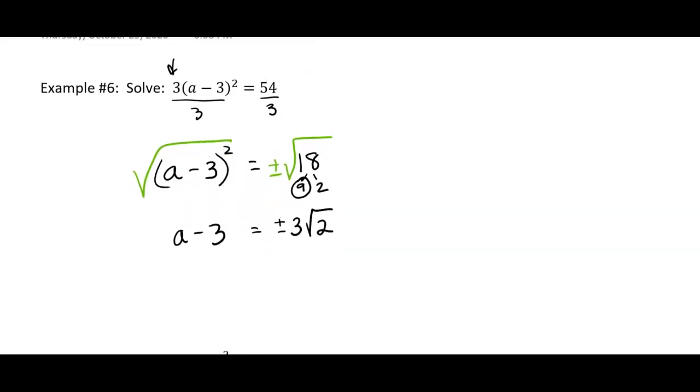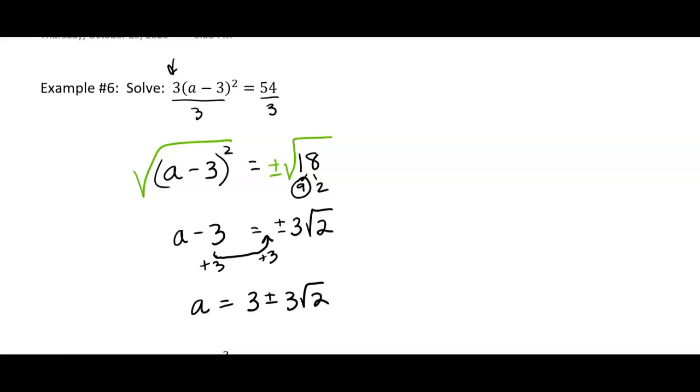The thing is, right now we don't have a equals, we have a minus 3 equals, and so we need to take this 3 and we need to take it to the other side, and I'm going to show you where it goes. It goes right there, right in front of the plus or minus. So you're going to be adding 3 to both sides, and it's going to go right in front of that plus or minus. So you get a equals 3 plus or minus 3 square root 2. Now it's just kind of weird that they were both 3's, but that's just the way they wrote the problem.